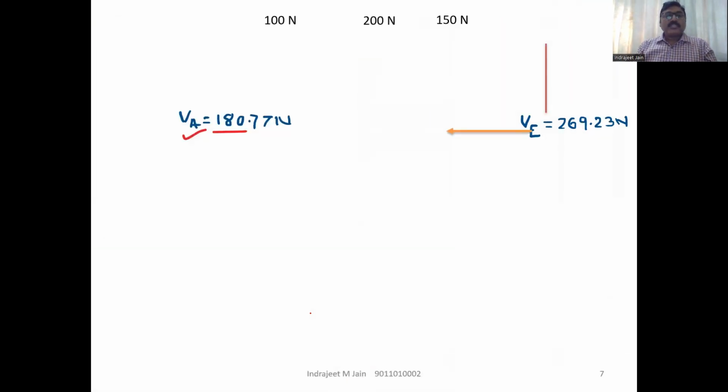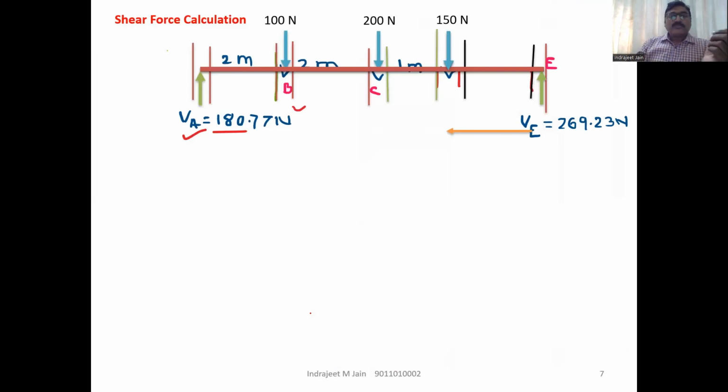So next is shear force calculation. For shear force calculation, we have written here the reaction at A, that is RA, what we have calculated, and here RE, we have calculated this value. Now for finding the shear force, we will take the section just left of A and just right of A. Then the section just left of B.